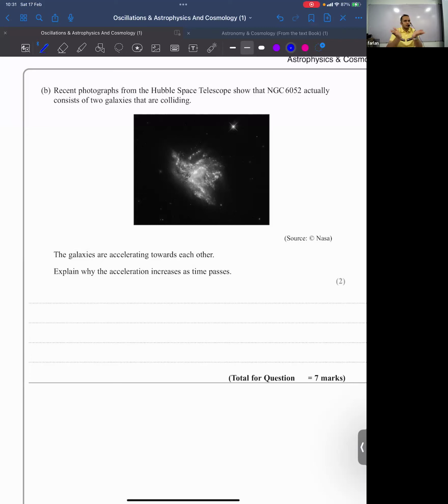Gravitational attraction is big. So there's gravitational force. F equals G m1 m2 over r squared. So if they're getting closer and closer, if the r is reducing, then the F will increase. The closer they get, the higher will be the force of attraction. So the higher the force of attraction, the higher will be the acceleration. So write the answer.